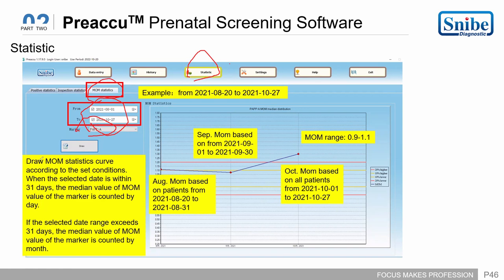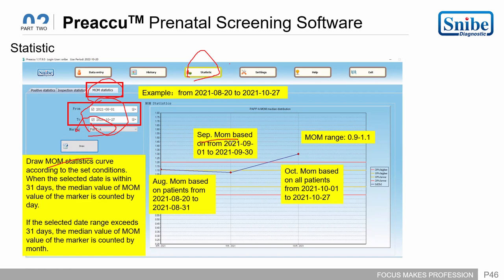So if you click the PAPA, you have to draw the MoM statistics curves according to the set condition. When you have selected the date within the 31 days, the median value of the MoM value of the markers is counted by the day. If the selected date range exceeds the 31 days, the median value of the MoM value of the marker is counted by the month. So again, this is very much important.